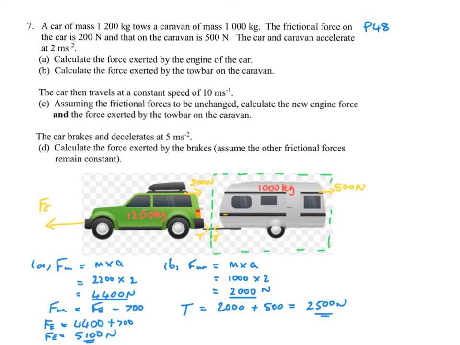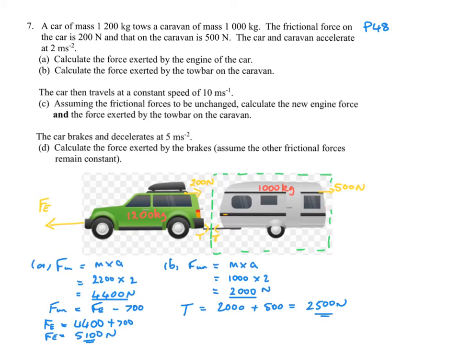And when you go back to your diagram, you can then hopefully see that if you've got 2,500 newtons of tension to the left and you have 500 newtons of frictional force on the caravan acting to the right, when we subtract the frictional force from the tension force, that's 2,500 take away 500, which gives us an unbalanced force of 2,000 newtons, which is what Newton's second law is telling us that the unbalanced force will be from our calculation.